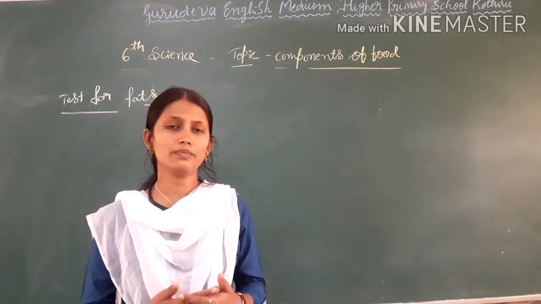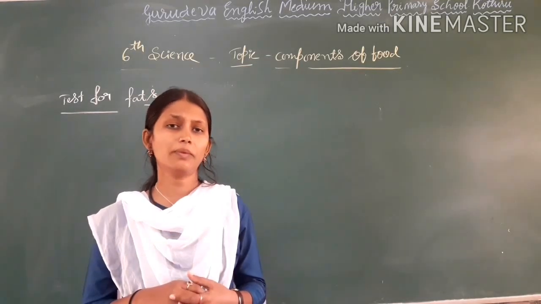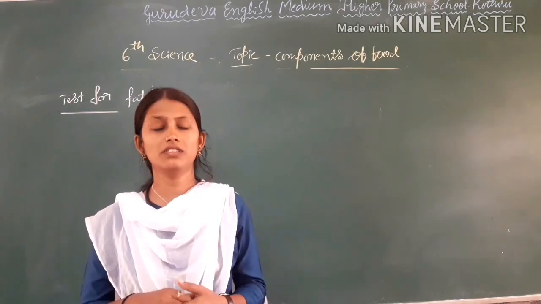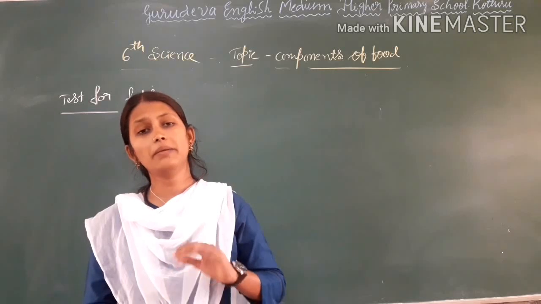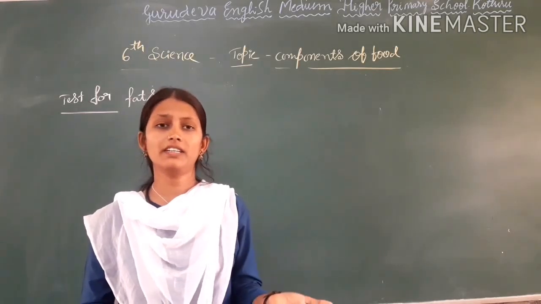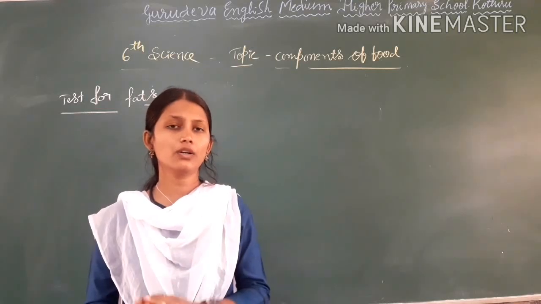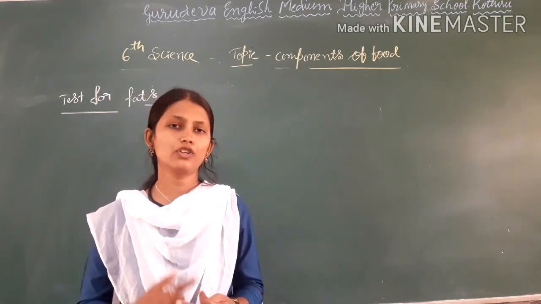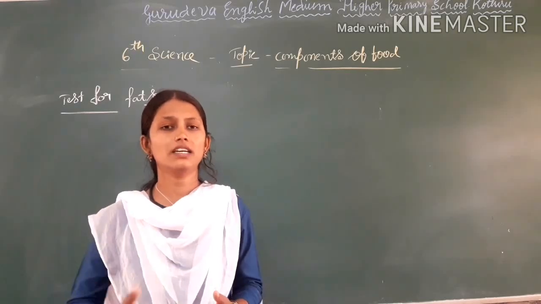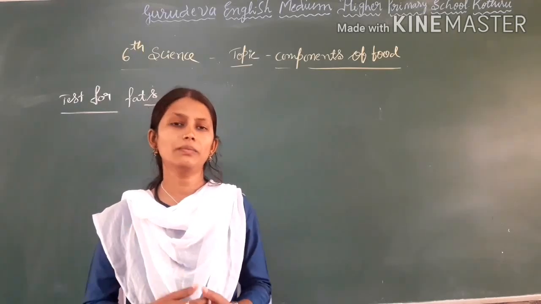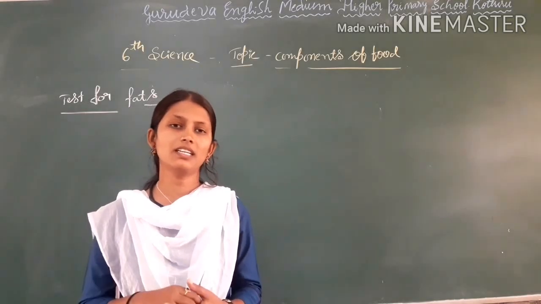So from this observation we came to know whether our food item contains only these three nutrients, or may have other nutrients. Including carbohydrates, proteins and fats, our food items also have other nutrients, that is vitamins and minerals. So all these nutrients are present in our food.